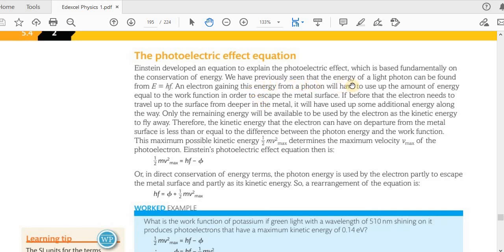We have previously seen that the energy of a light photon can be found from E equals hf. An electron gaining this energy from a photon will have to use up the amount of energy equal to the work function in order to escape the metal surface. I have explained all this. If before that the electron needs to travel up to the surface from deeper in the metal, it will have used up some additional energy along the way. Only the remaining energy will be available to be used by the electron as kinetic energy.